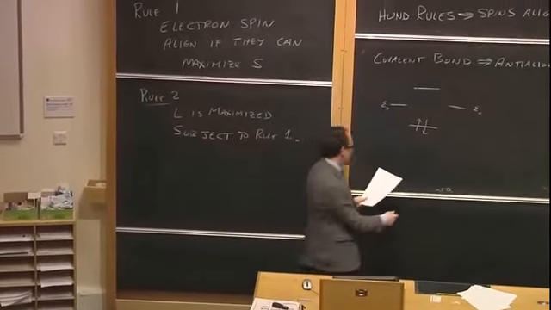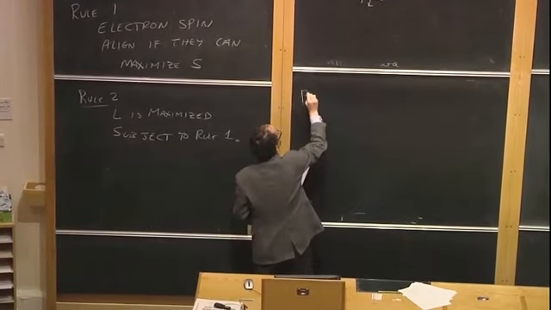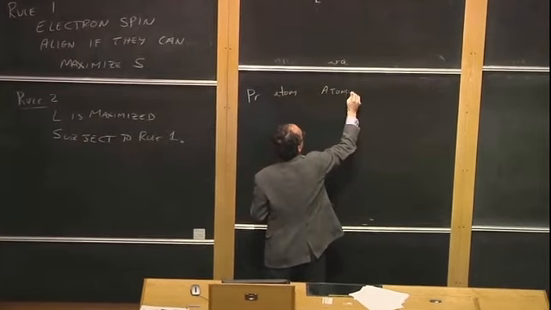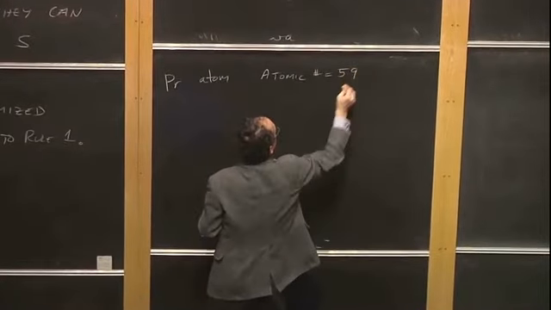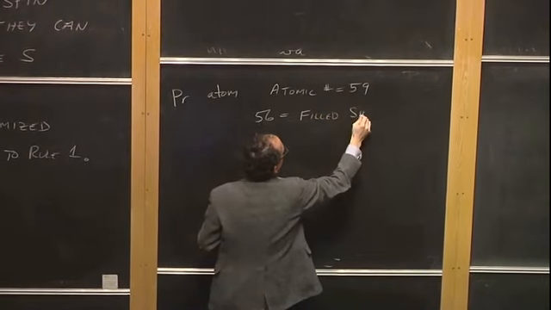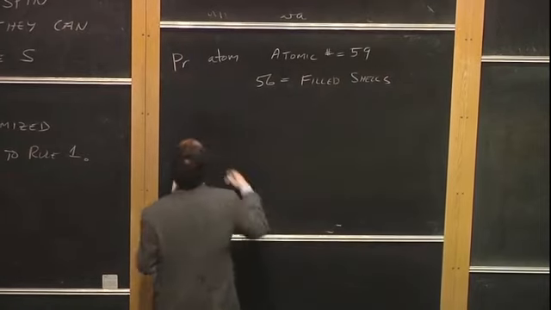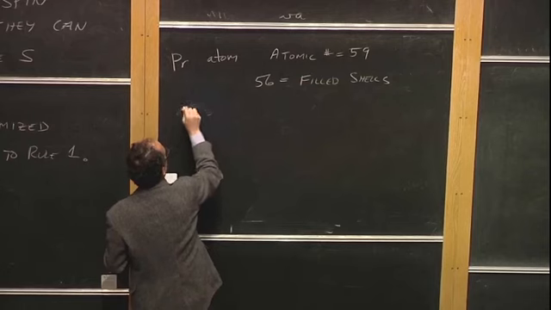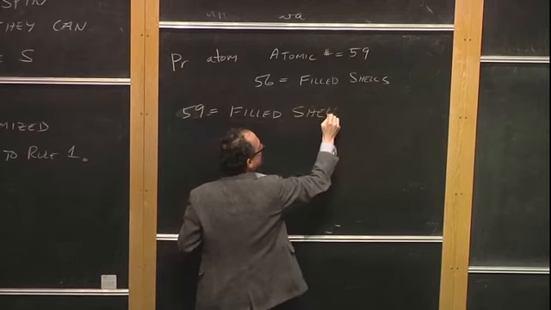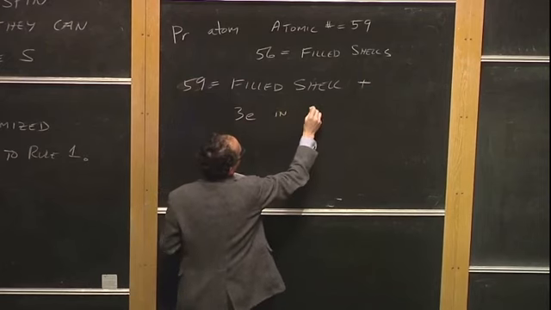So let's see if we can do an example of this. Probably the easiest way to explain this is to show how it works. So let's consider a praseodymium atom. Its atomic number is 59, which equals filled shells up to 56. I think it's filled shells up to 6s, actually. So that means we have filled shells plus 3 electrons in the 4f shell.